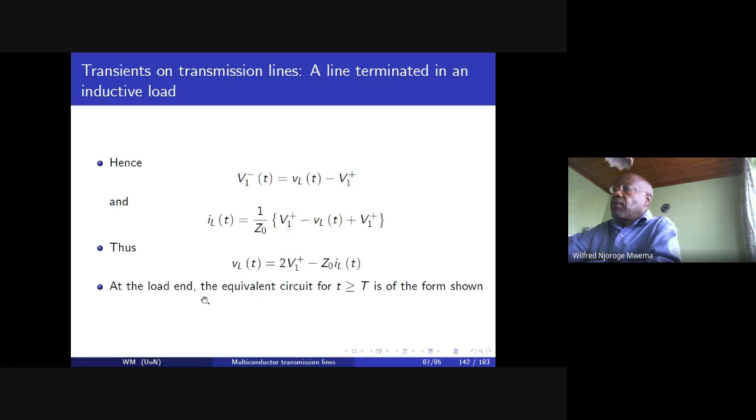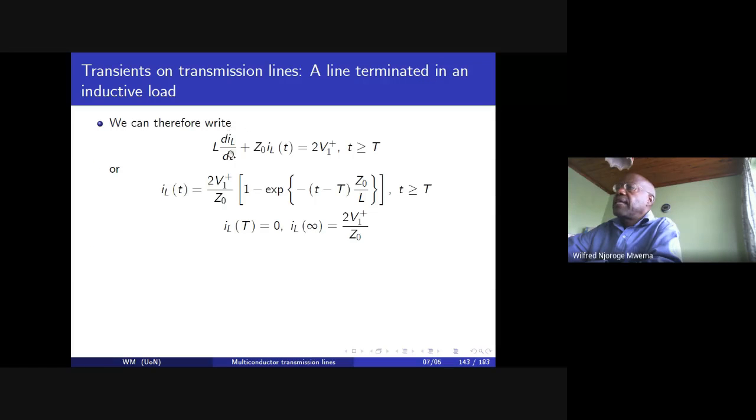So at the load end, the equivalent circuit for t greater than L by V is of the form shown, and we can therefore write that L dIL/dt plus Z0 IL of t is equal to 2V1 plus for all time greater than L by V. Or in other words, we can write that IL of t is equal to 2V1 plus over Z0 into 1 minus the exponential of that equation there for all that time. And IL at t equal to 0 is going to be equal to 0, and IL at infinity is just going to be equal to 2V1 plus over Z0.